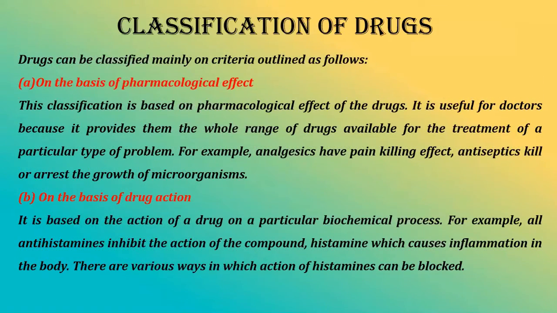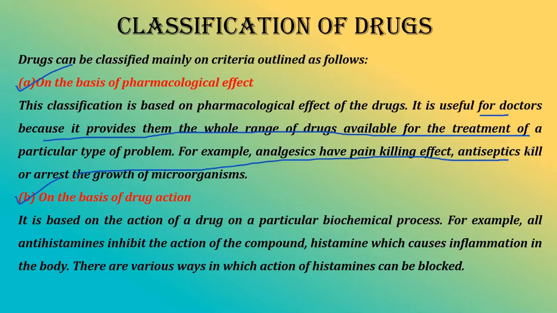So basically, let us see what the classification of drugs is and how many types of drugs are available. First of all, there are basically four criteria on the basis of which the drugs are divided. First one is on the basis of pharmacological effect. Second one is on the basis of drug action. On the basis of pharmacological effect, it is useful for doctors because it provides them with a whole range of drugs available for treatment of a particular type of problem. For example, different companies produce different medicines, but within the same group, right?